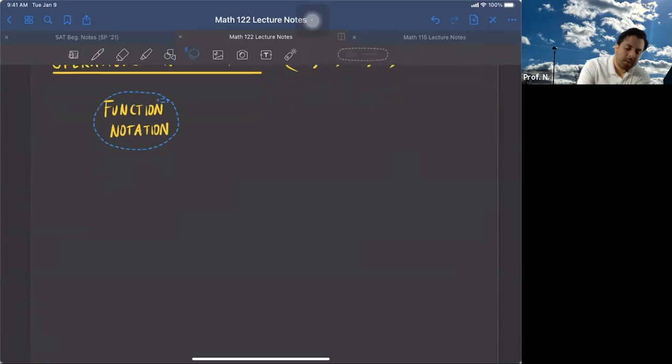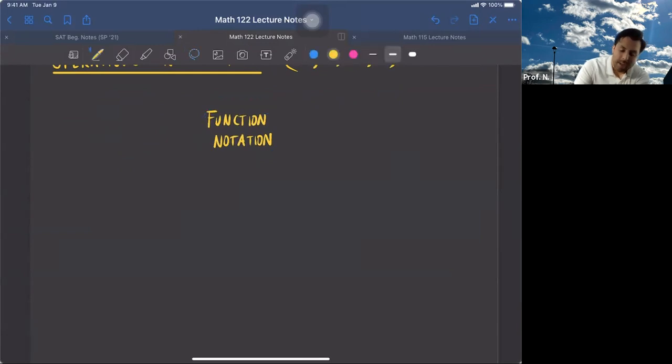We're going to make another table here. So we have function notation, the type of operation, and this is just another version of it, the algebraic form.